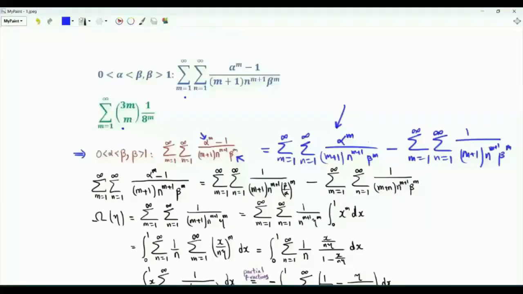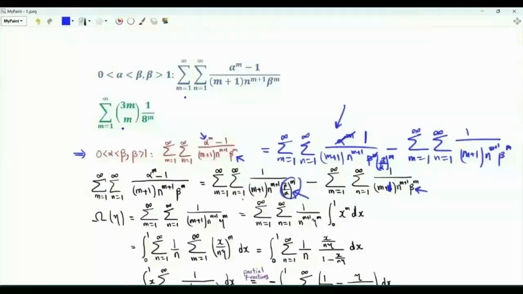In the first sum, multiply the numerator and denominator by 1 over alpha to the m. So we get 1 here, and we get beta over alpha to the m downstairs. Note that both sums are similar. We have a double sum, m from 1 to infinity, n from 1 to infinity, 1 over m plus 1, n to the power m plus 1, then a number greater than 1 to the power m. Here we have beta over alpha, there we have beta.